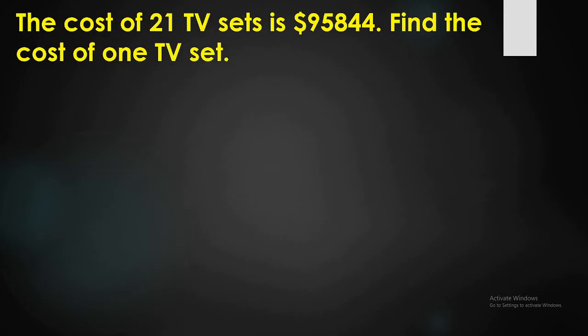Let's go to another problem. The cost of 21 TV sets is 95,844. Find the cost of one TV set. So, what operation is this? Yes, Erica? No, any other volunteer? I saw someone raise his hand. Yes, Joshua. Divide. Now, Joshua, why are you dividing the two?